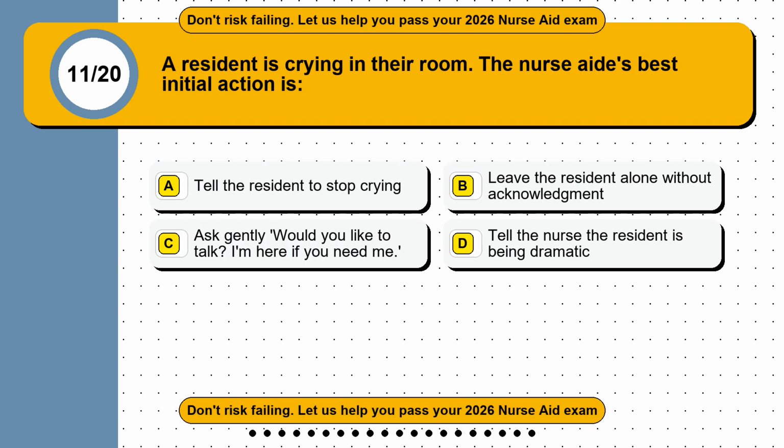Question 11. A resident is crying in their room. The nurse aide's best initial action is: Option A. Tell the resident to stop crying. Option B.